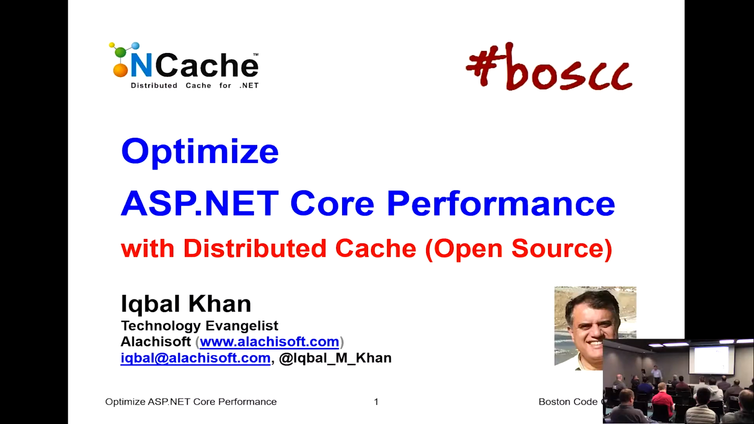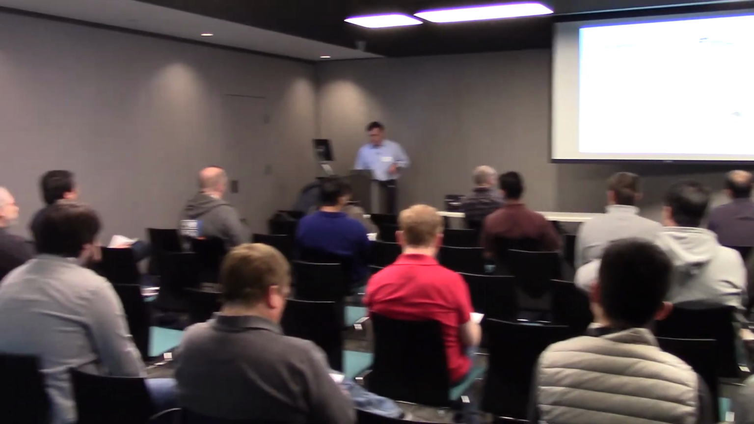So today's topic is how do you optimize ASP.NET Core application performance with distributed caching. I'm going to use an open source product called NCache. How many here have heard of NCache before? That's a good number. I'm going to use NCache as the example. This talk is not about NCache. It's about ASP.NET Core performance and how you can use caching.